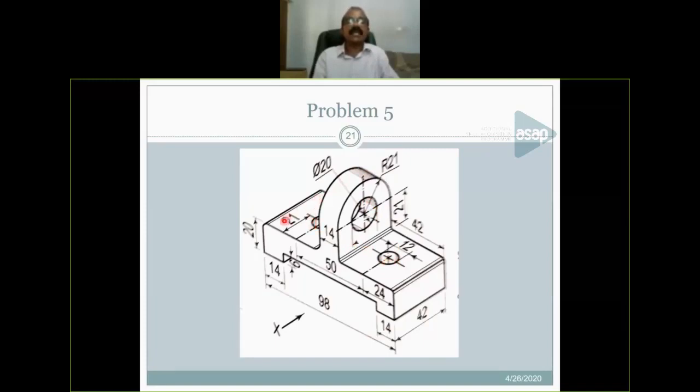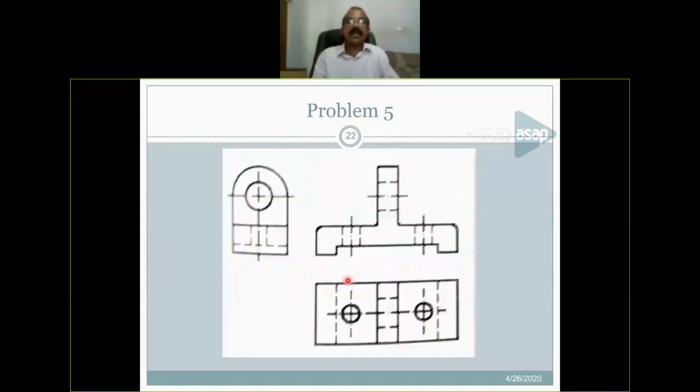The other surfaces are rectangular surfaces. And the bottom surface will have a slot. So this edge also you have to notate by means of a dotted line. The circles also you can see. So this line represents the central line. These two lines represent the central line. This line is a dotted line. So the hidden lines and visible edges you can notate.